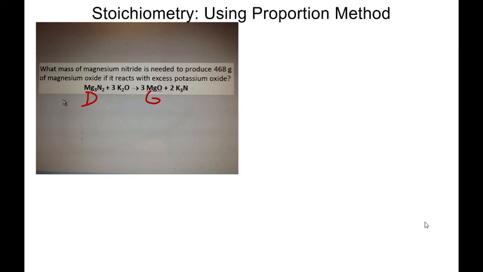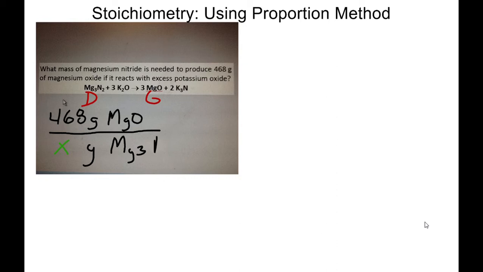I like to put the given amount again in the numerator of the first fraction. The given amount, again, is provided by the words 468 grams of magnesium oxide. The desired amount, again, I always like to represent as x, because it's an unknown. And what it's asking us to find out is x mass, which is in grams, of the chemical known as magnesium nitride, represented by the symbols Mg3N2.